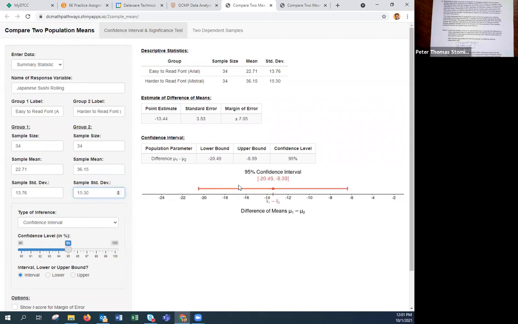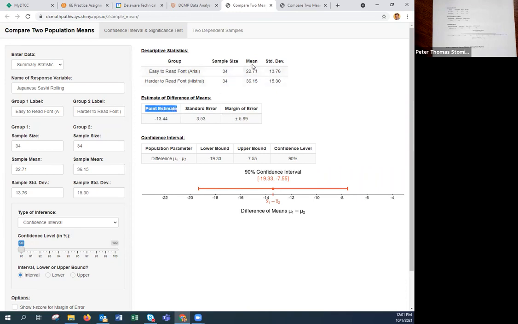Okay, as I was typing this in, all of these formulas were being generated and changed as the numbers were entered. Again, down here by default, it defaults to 95% confidence interval, but for this example, they want us to do a 90% confidence interval, so I'm going to set it to 90. So you can see over here that for the Arial being group 1 and the Mistral being group 2, it took on average less time to roll the sushi roll when they read the Arial font than it took for the Mistral. Remember this, the point estimate is the difference in your sample mean.